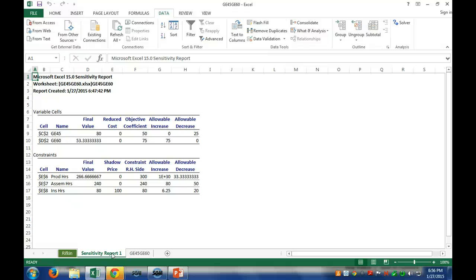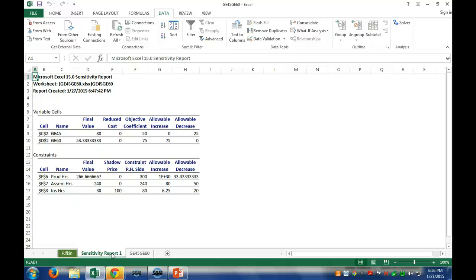So the allowable increase is 75, so plus 75. The allowable decrease is 0, so 75 minus 0 is 75. 75 plus 75 is 150. So that's the ROO for GE60. So it's saying, if I go up another $10, another $20, another $30, another $40, another $70, still the right solution, right? As soon as I drop $1 off that profit, something else becomes optimal.